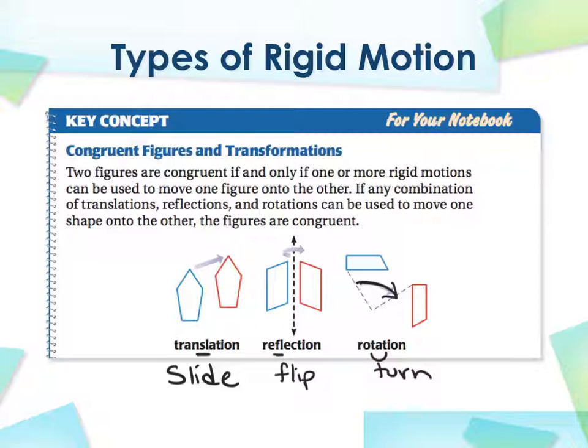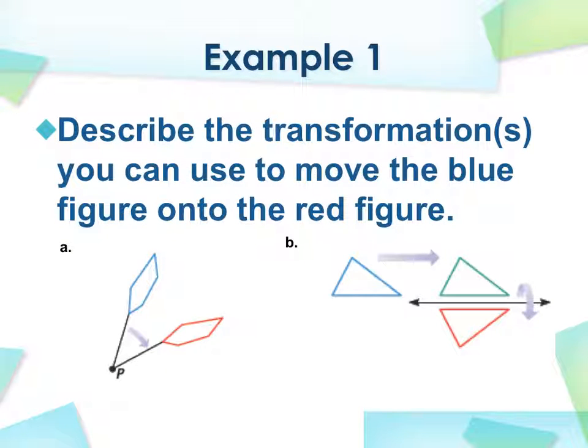And again, you can move your figure and use more than one rigid motion. You could slide it and then flip it, or you can flip and slide, any combinations of any of these movements. On the next slide, we want to know what's happening in figure A. What happened from the blue picture to the red picture? What kind of transformation? That would be a rotation. Notice this little curved arrow here, this arc. This is telling us that they are turning it. So this is a rotation.